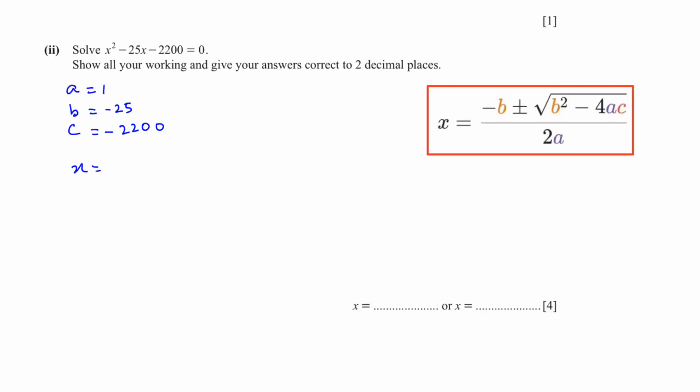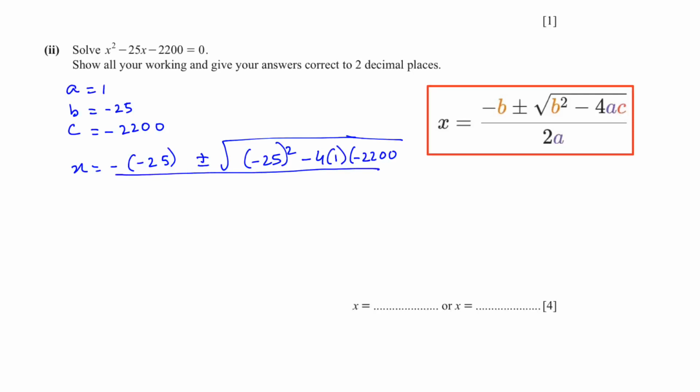We just have to replace A, B, and C in this equation. Remember, there's a negative B. You already have a negative B, so negative and negative B, put it in a bracket, plus and minus. Also remember to put negative 25 in brackets, minus 4 times 1 times negative 2200. And this whole thing is over 2 multiplied by a, which is 1. You can put the whole thing in the calculator and you will get the answer.